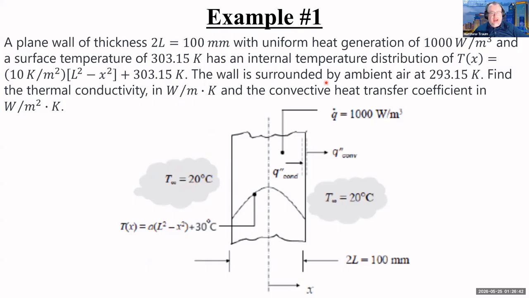Okay, the wall is surrounded by ambient air at 293.15 Kelvin, 20 degrees Celsius. Find the thermal conductivity of the wall in watts per meter Kelvin and the convective heat transfer coefficient in the gas in watts per meter squared Kelvin. Okay, so that's the problem setup.